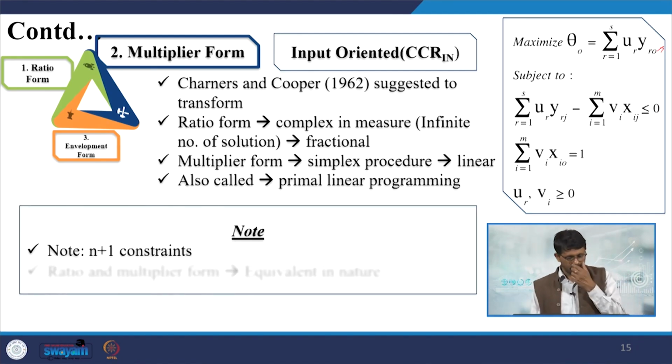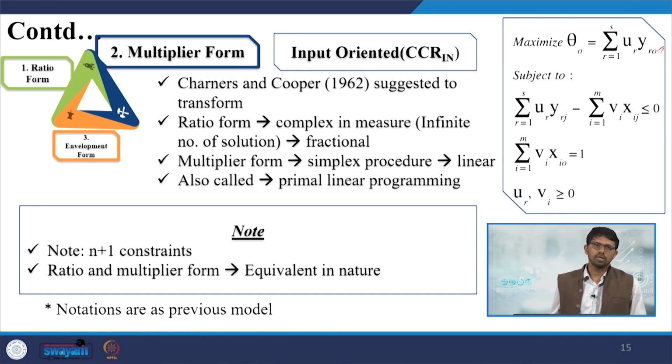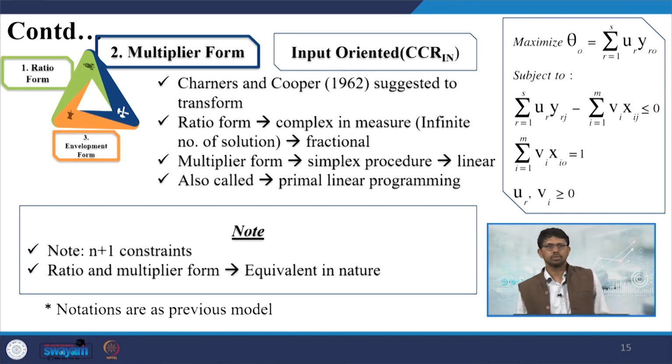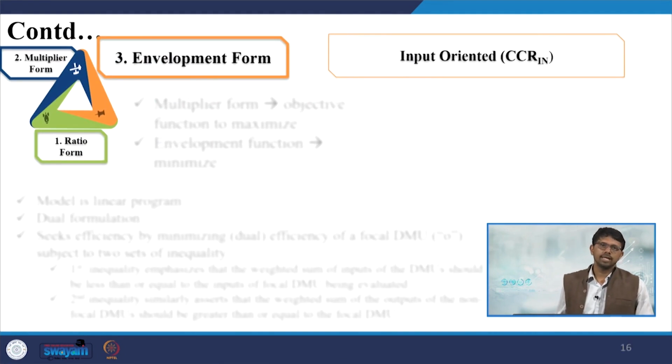Here we have to note that it is not just the constraints of n units now, because we have taken another constraint. So, the number of constraints increased to n plus 1. The ratio and multiplier forms are considered to be equivalent in nature, and the notations are taken as per the previous model.